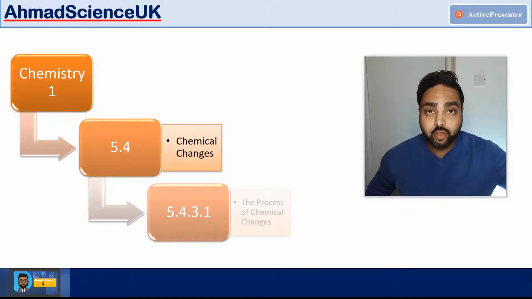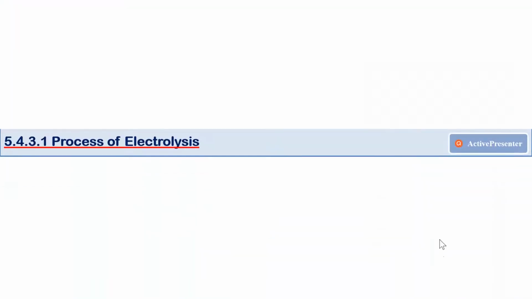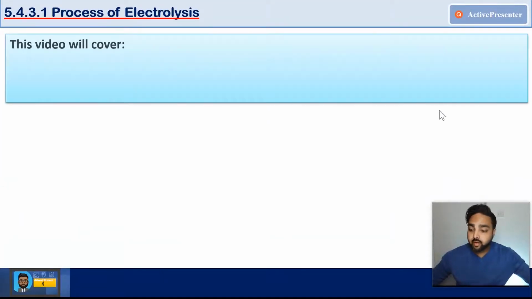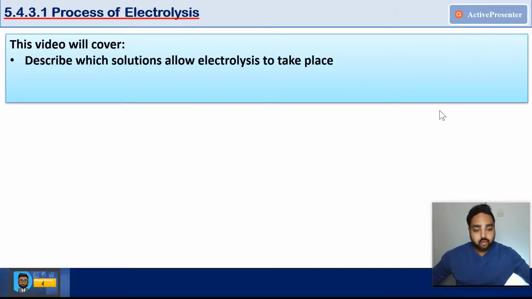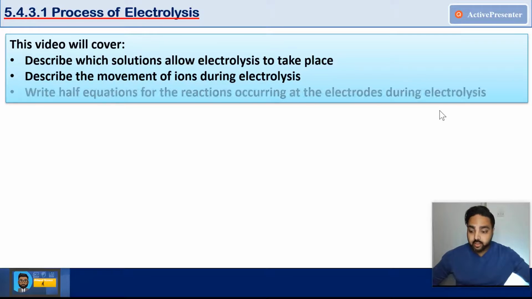It's found within chemical changes, in the topic of the process of chemical changes. Okay, let's get into it. So in terms of this video, this is what we're going to cover: describe which solutions allow electrolysis to take place, describe the movement of ions during electrolysis, and finally try and write some half equation reactions occurring at the electrodes during electrolysis.